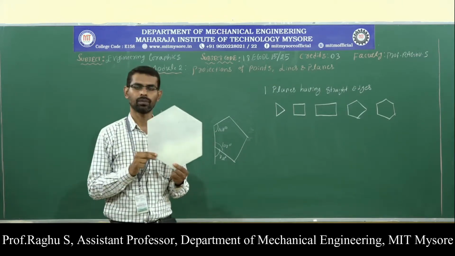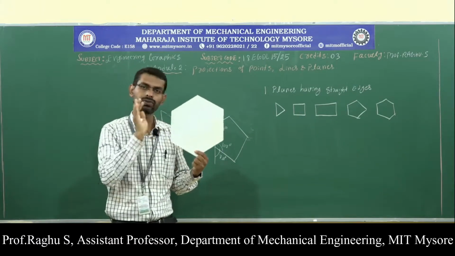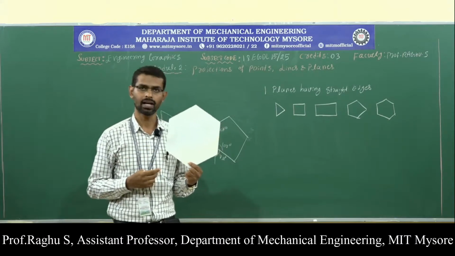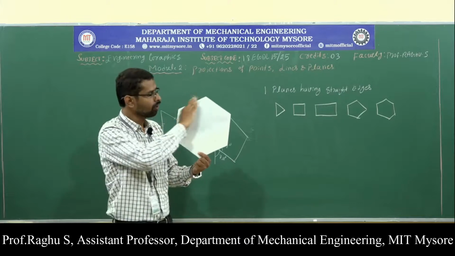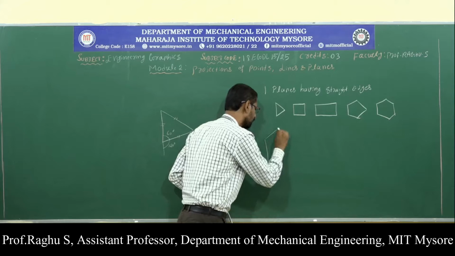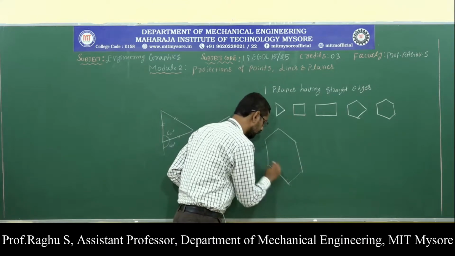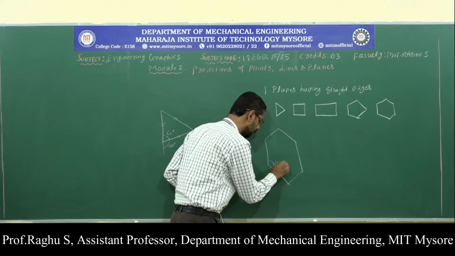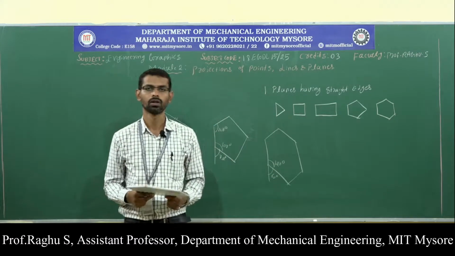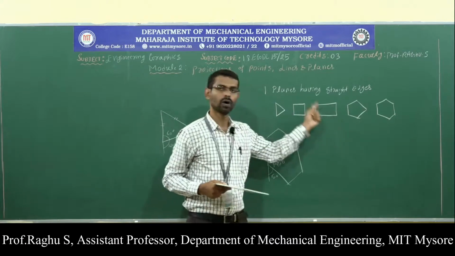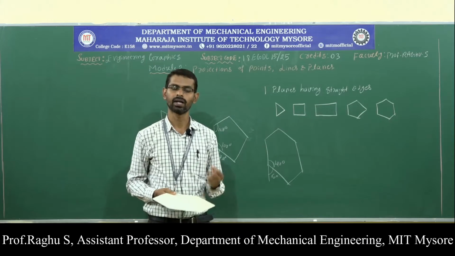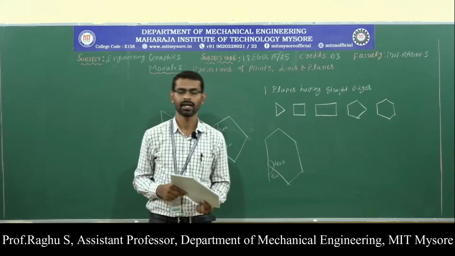Next, hexagonal lamina. A hexagonal lamina consists of 6 sides and 6 angles. Here also we have a regular hexagonal lamina, which means all sides are equal. The interior angle for a hexagonal lamina is 120 degrees and the exterior angle is 60 degrees. So these are all examples of planes having straight edges: triangular lamina, square lamina, rectangular lamina, pentagonal lamina and hexagonal lamina.